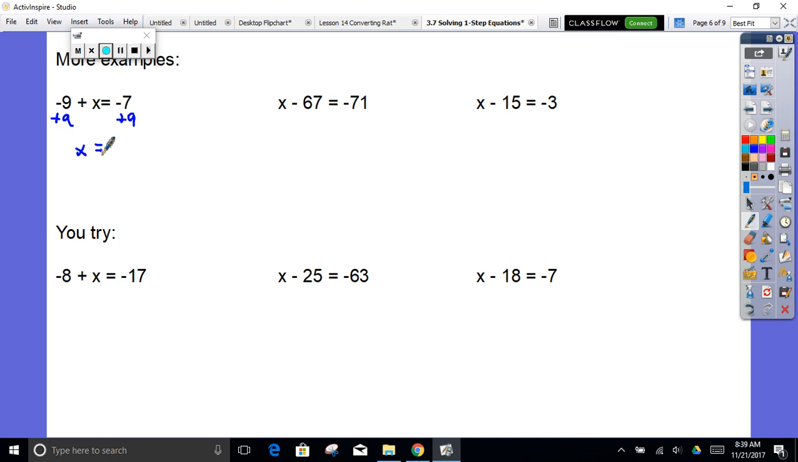Same signs, add and keep. Different signs, subtract. When the signs are different, we have to subtract and keep the sign of the larger number. So what would we actually have? X equals 2.